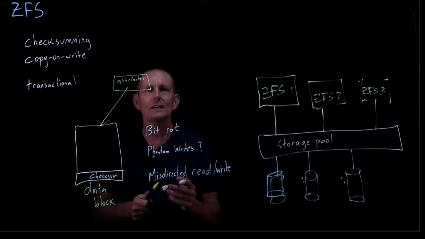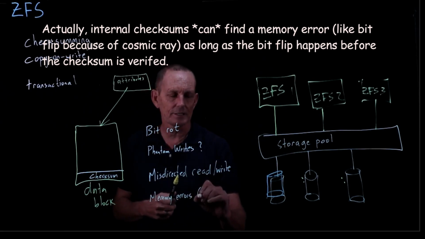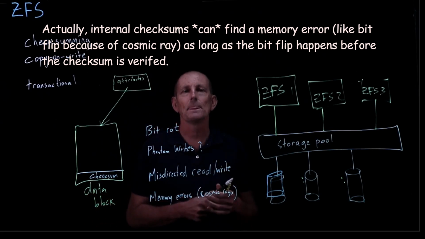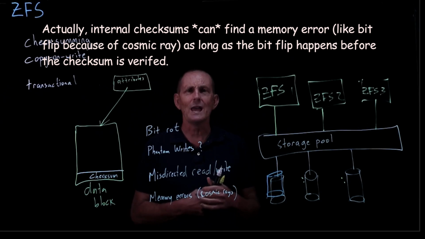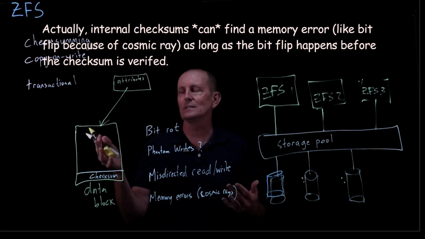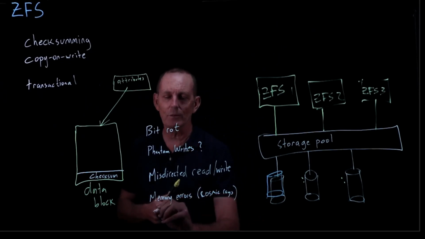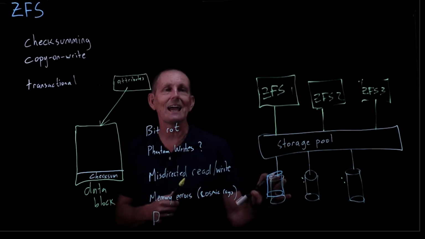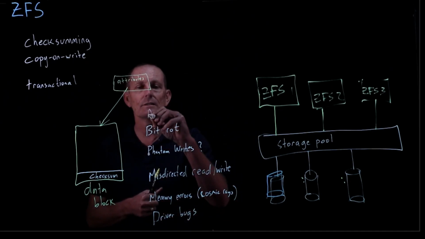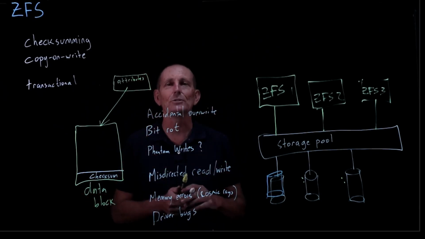Other things it doesn't protect against would be, let's say, memory errors. And these are real things. Cosmic rays are one way we can actually get a bit change in a memory location. So we read our data into our block, yet one of the bits got changed once it was there. We don't have any check against that. What else do we not have checks against? Driver bugs. The disk is acting correctly, but we're actually telling it the wrong thing to do. Accidental overwrite. I distinguish this from a driver bug because this is maybe a user error, where the user accidentally did something.